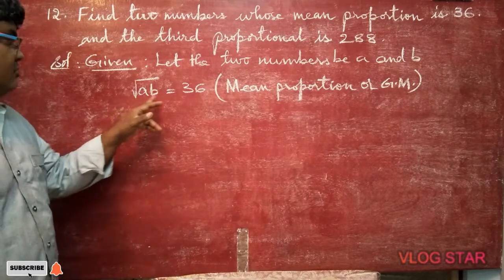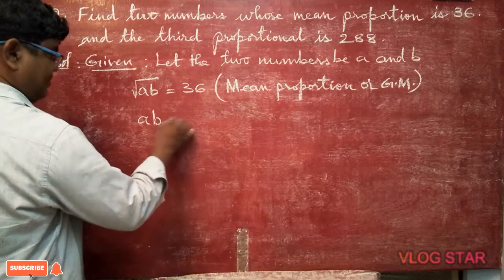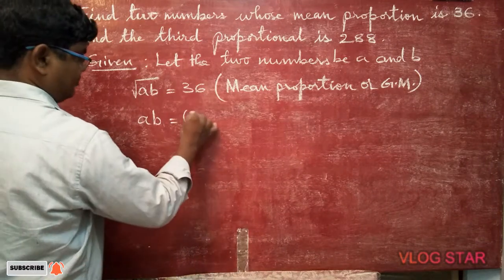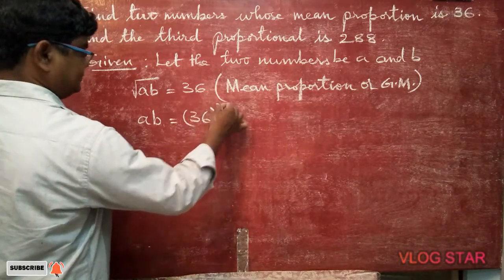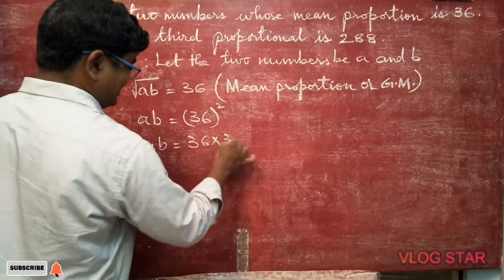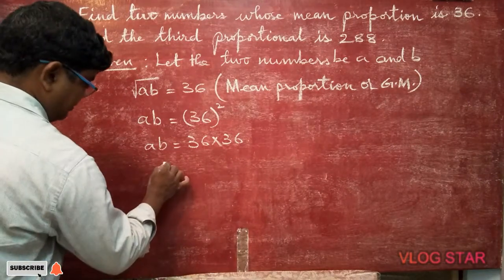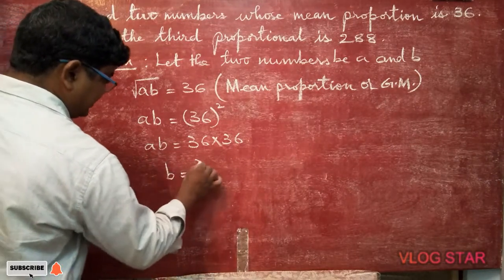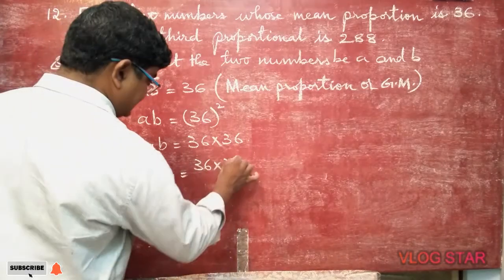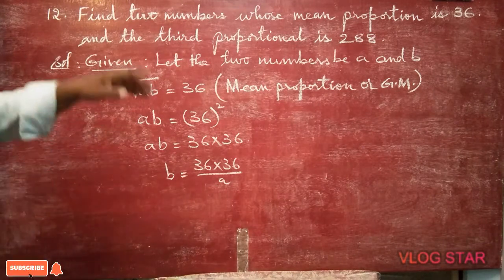The same way, square root of AB is equal to 36. They have given that. So to get AB, the square root going from left to right becomes square. So AB is equal to 36 into 36. Are you able to follow? If you want B, B is equal to 36 into 36 by A. That is the B value.